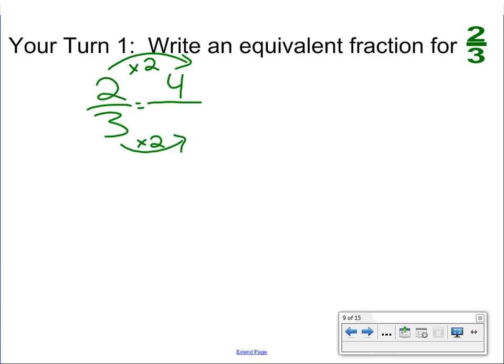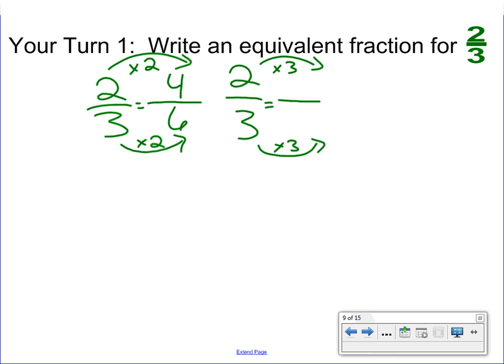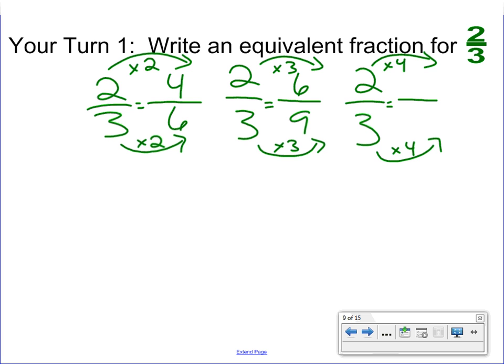2 times 2 is 4. 3 times 2 is 6. I could do it times 3. 3 times 3 is 9. 2 times 3 is 6. I could do it times 4. 2 times 4 is 8. 3 times 4 is 12.